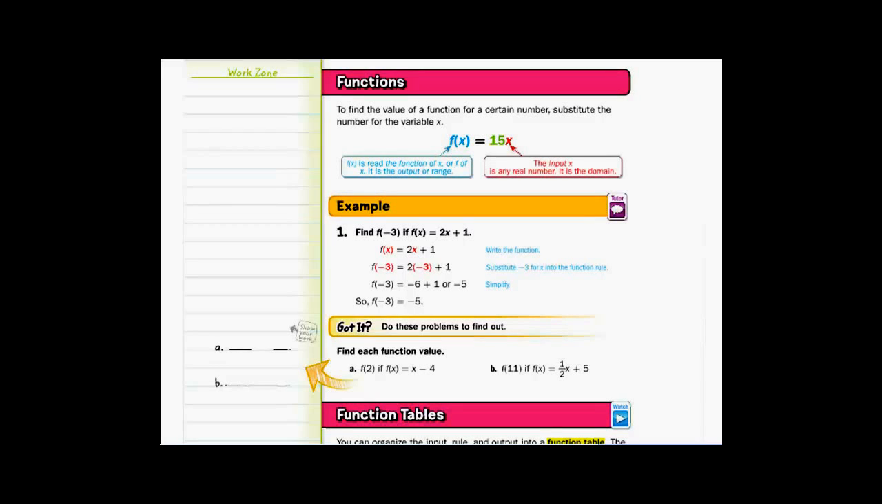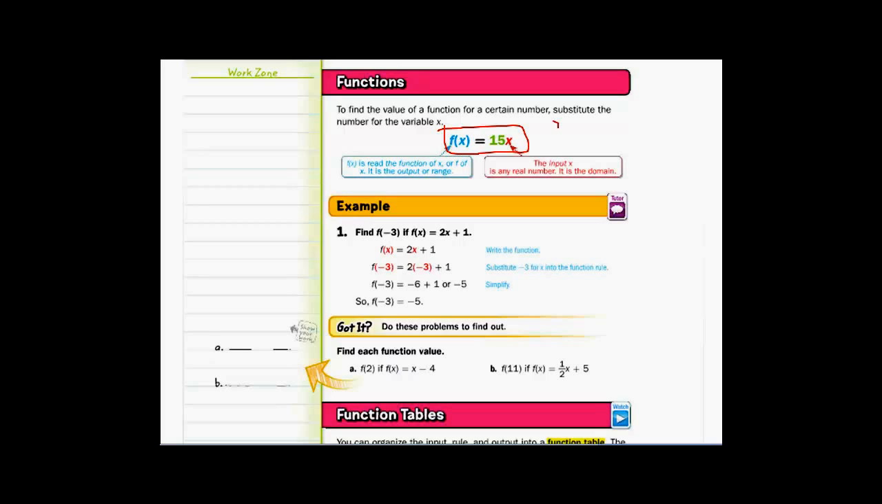Okay, chapter 4, lesson 3 talks about functions. So function notation looks a little different than what we've seen before. It looks a little scary, but I promise you that it's not. So this right here is function notation.